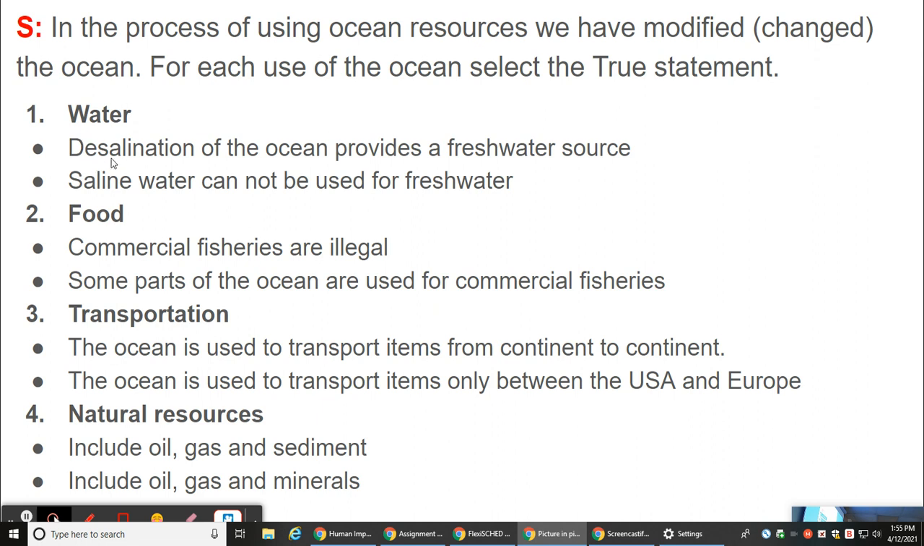Water. Desalination of the ocean provides a freshwater source. This is true. Food. Some parts of the ocean are used for commercial fisheries. This is true. Transportation. The ocean is used to transport items from continent to continent. And natural resources. Natural resources include oil, gas, and minerals. This is true.